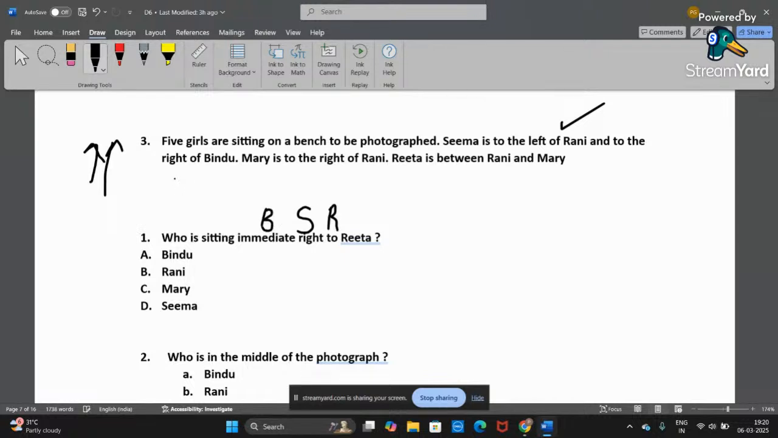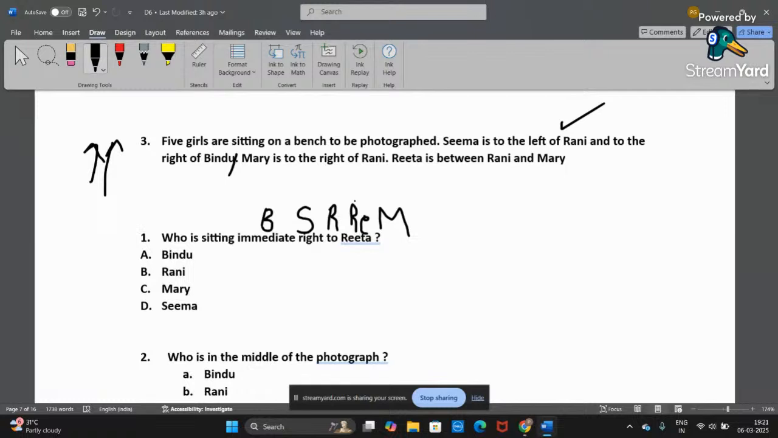Okay, up to it is done. Mary is to the right of Rani. Rita is between Rani and Mary. So in between them, Rita.